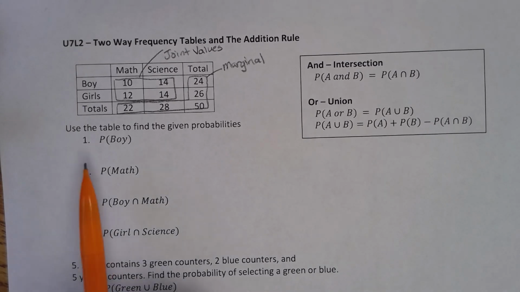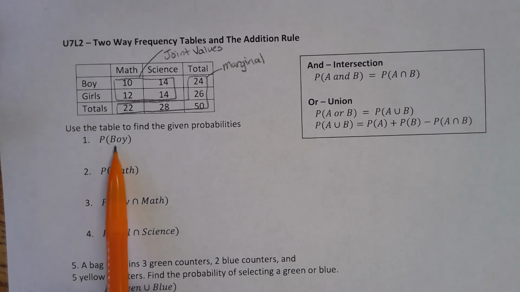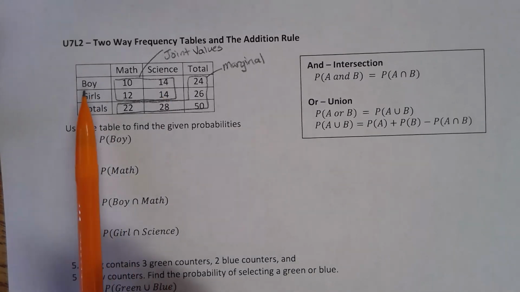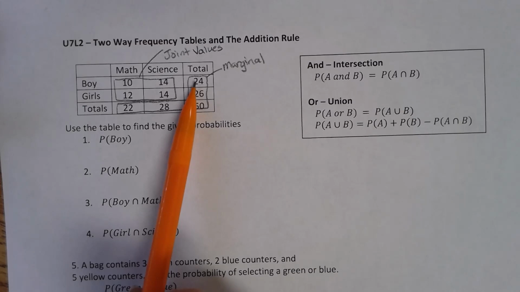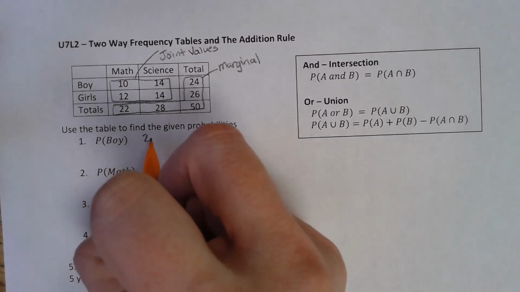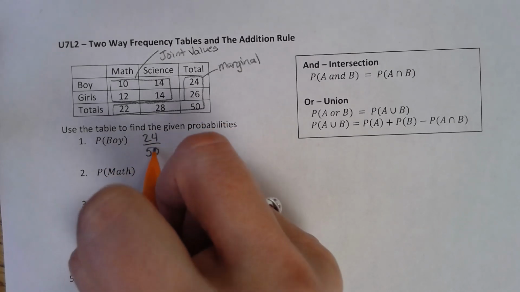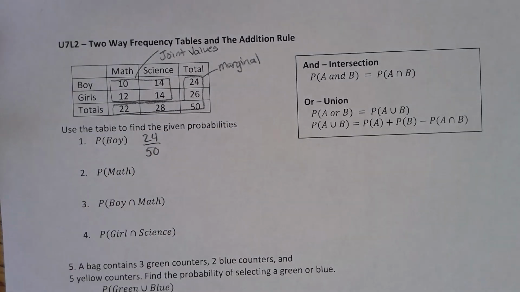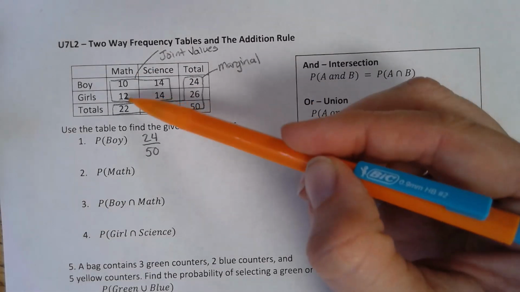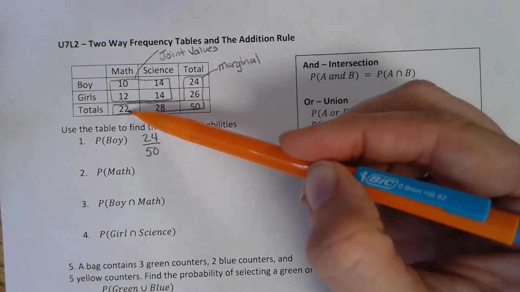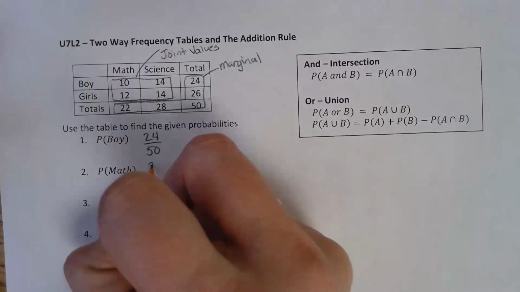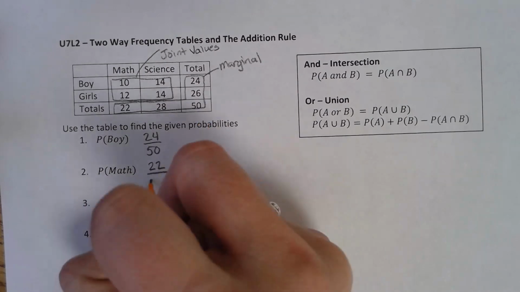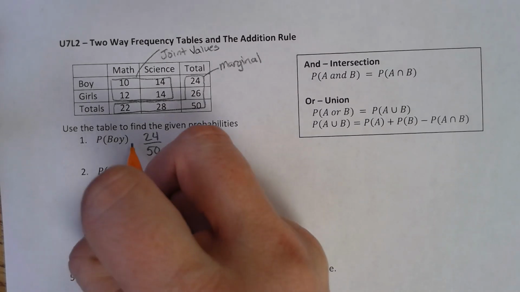So let's talk about just basic probability. We can use the table to find the probability of a boy. In this survey, there were a total of 24 boys out of the 50 people, so it would be 24 out of 50. Probability that someone liked math: the total of people that responded liking math is 22 out of, again, the total number is 50.